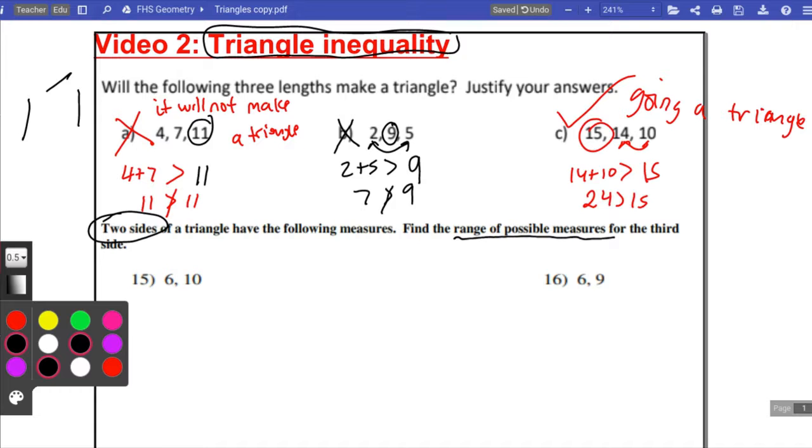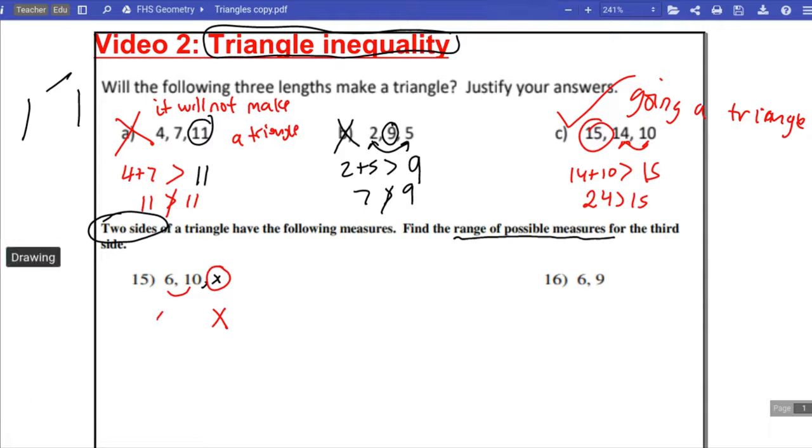Well, this is how we're going to do it. First, I'm going to write X because I don't know what the third side is. Because you know how we have to identify the biggest number? Well, I don't even know what the biggest number is, because we don't know the third number. So let's just assume that X is the biggest number first. If X is the biggest number, then we're going to have to add these 2 numbers up. So 6 plus 10 must be greater than X. Well, 16 has to be greater than X. So X will have to be any number less than 16. That is if X is the third number.